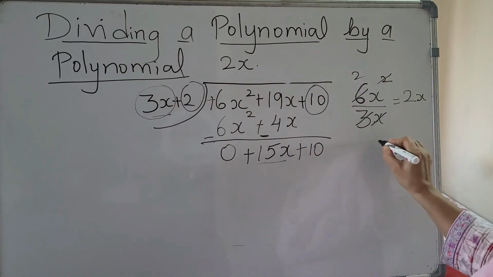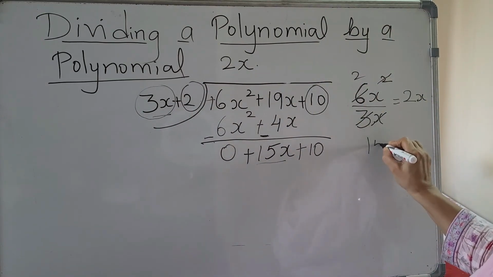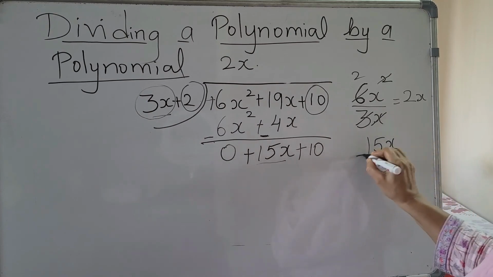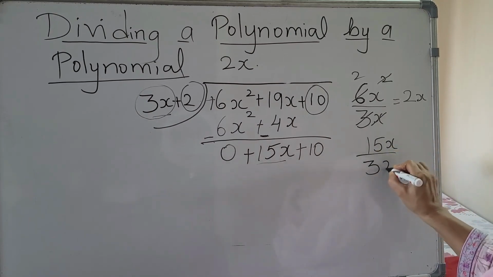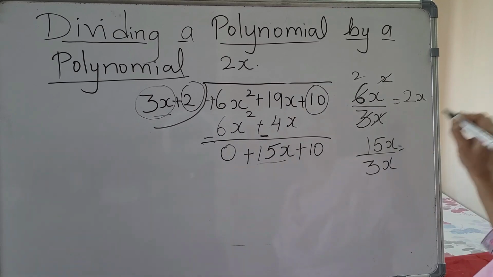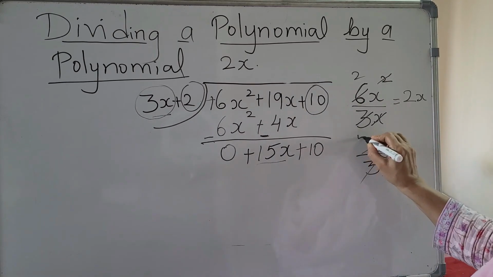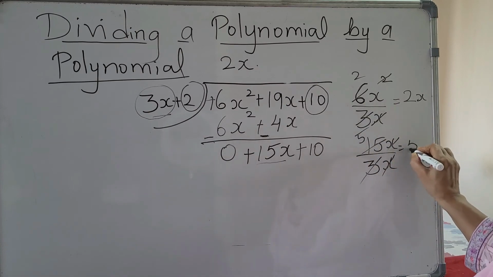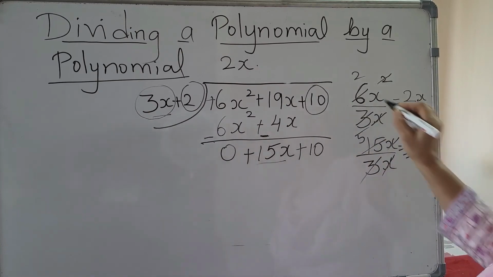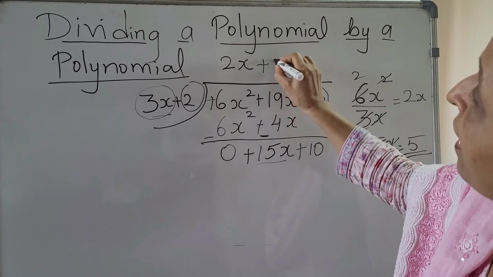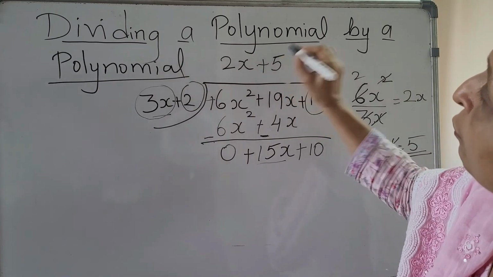Now, dividend 15x, divisor 3x. Same way you are taking. Now, this x will get cancelled. 3 5s are 15, so the answer is 5. You write this answer as 5 here as quotient.